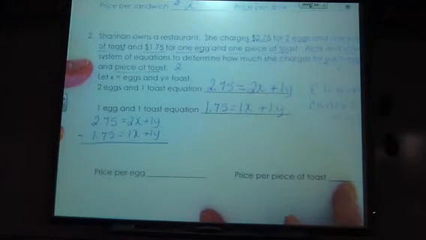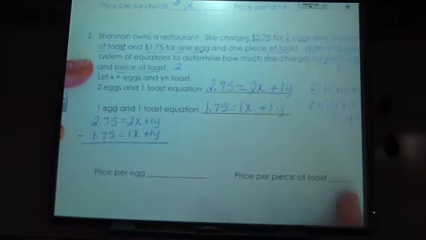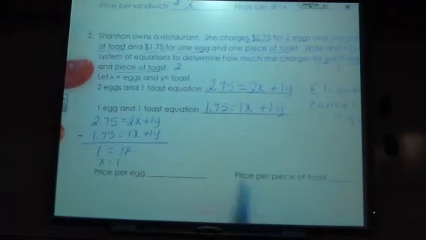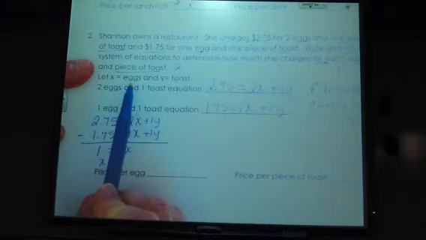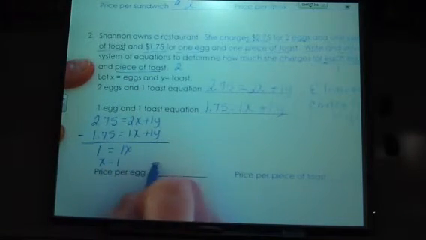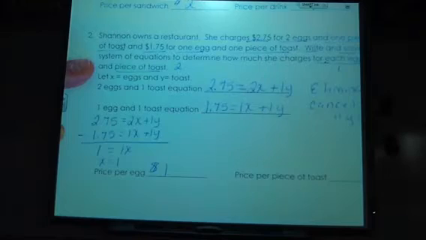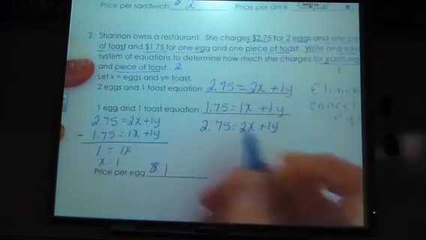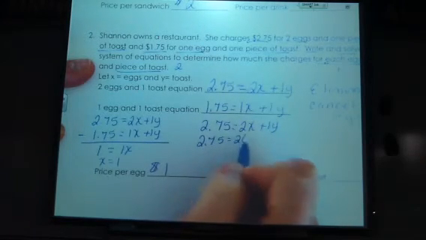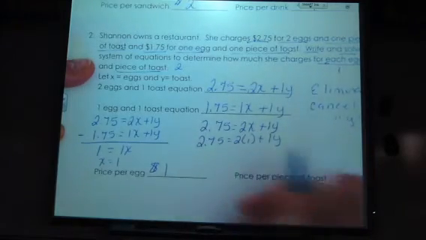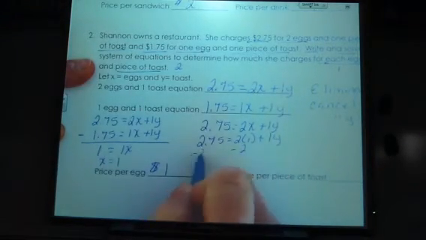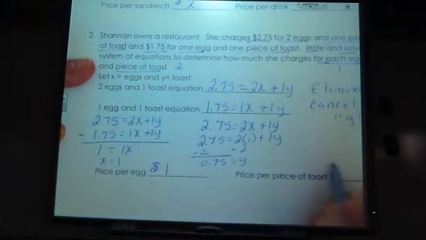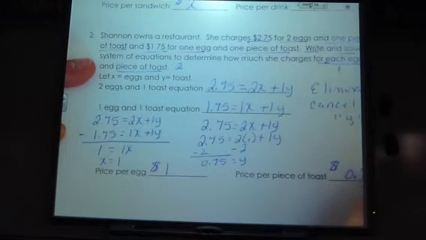Okay, so when we subtract, we get 1 equals 1x. So x equals 1. X is your eggs. So how much does she charge for each egg? $1. Now we're going to find out what the toast cost by substituting in for x, so therefore the toast cost 75 cents.